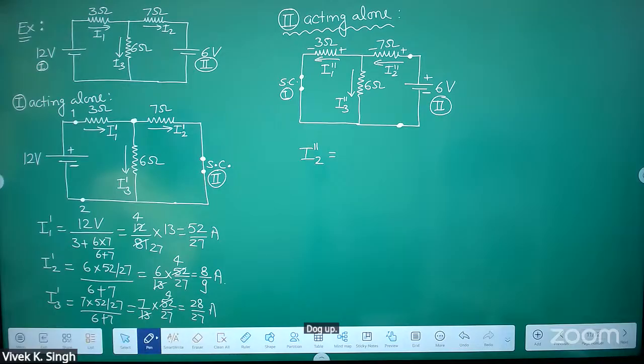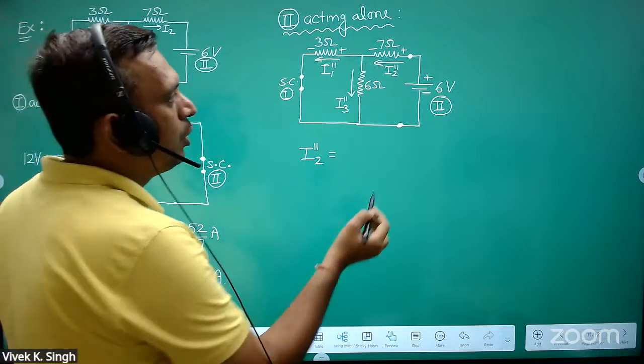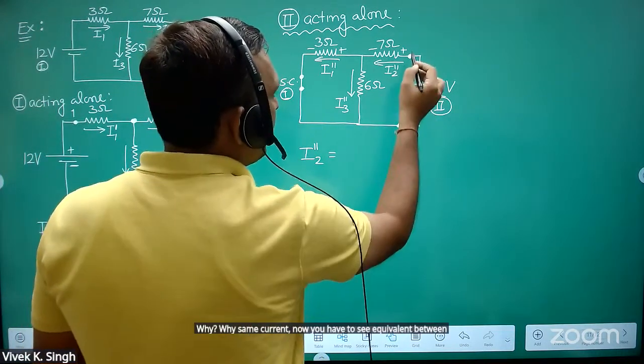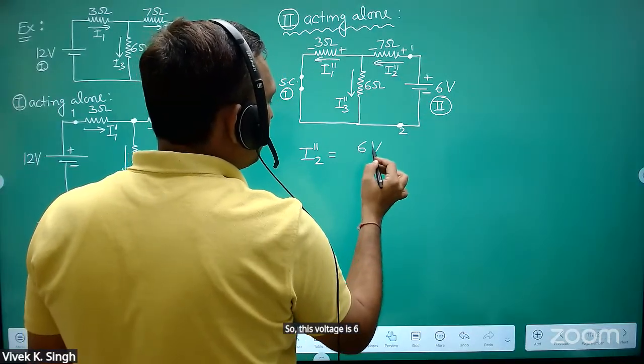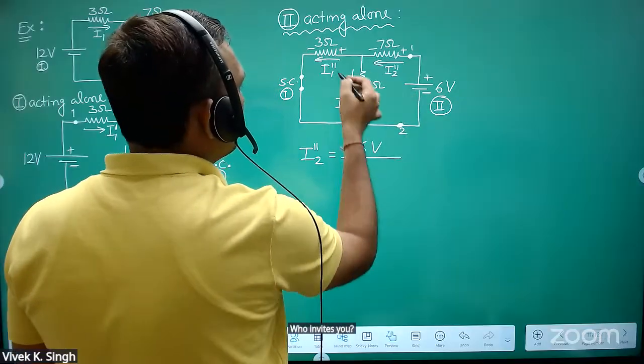Sir, for I3 dash, same values are multiplied. 52 by 27. Why? Why same current? Now you have to see the equivalent between these 2 points. So this voltage is 6 volt. So 6 volt divided by, now these two are in parallel.